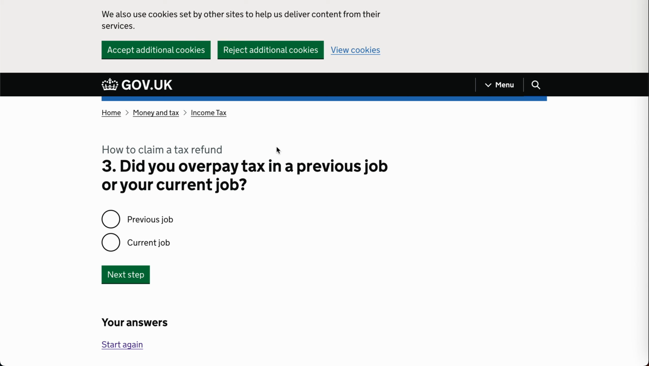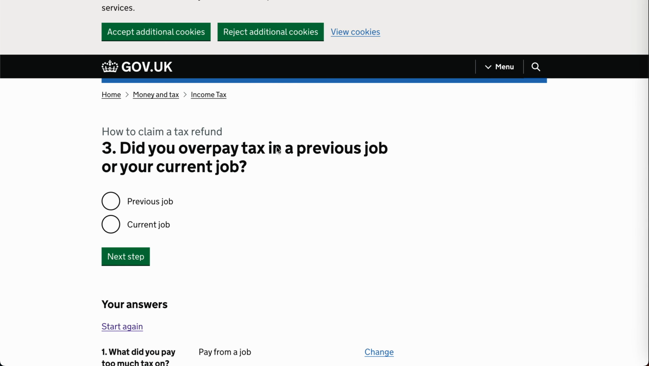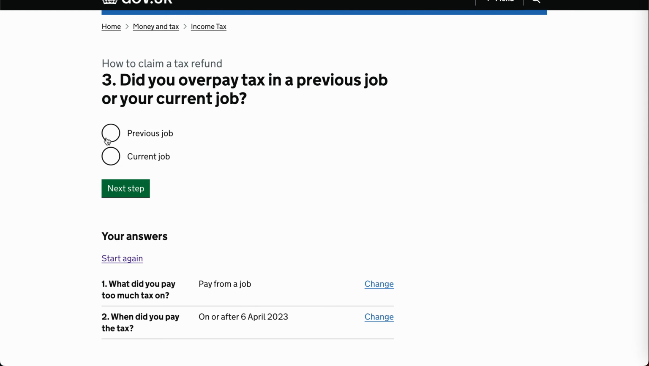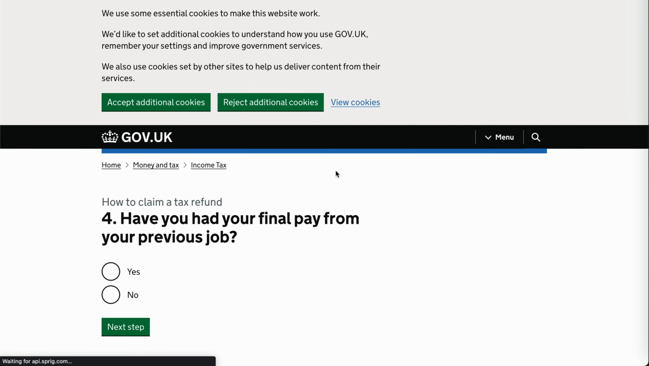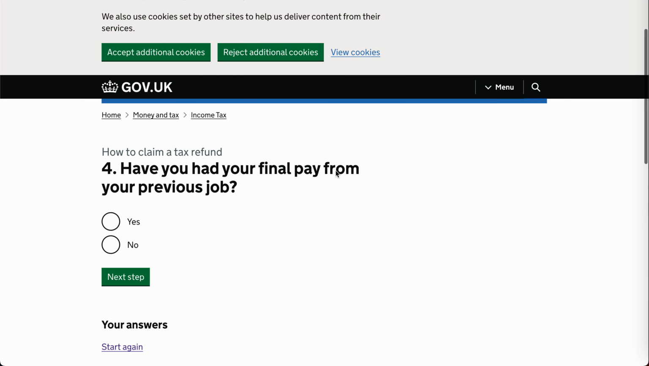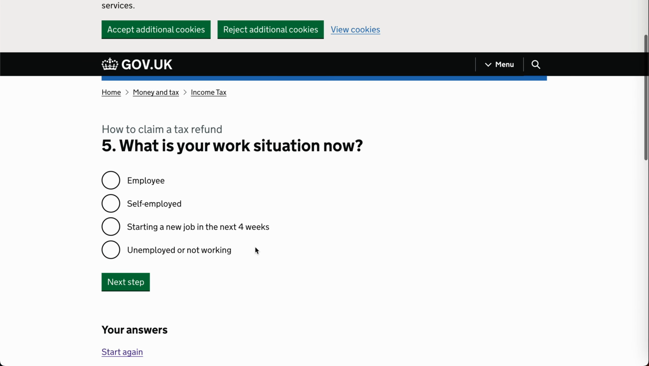Did you overpay tax in a previous job or your current job? Again, this is why it makes sense to talk to an accountant, because this can be difficult information to even find. In this case, I'm going to say my previous job, just for this example. Have you had your final pay from your previous job? If you work somewhere where you still have to get paid in the next month or two, then obviously you click no. In this case, let's assume that I've had my final pay, so we'll do yes. What is your work situation now? Pretty self-explanatory: are you employed, self-employed, starting a new job in the next 4 weeks, or unemployed or not working? In this case, let's say I'm self-employed.